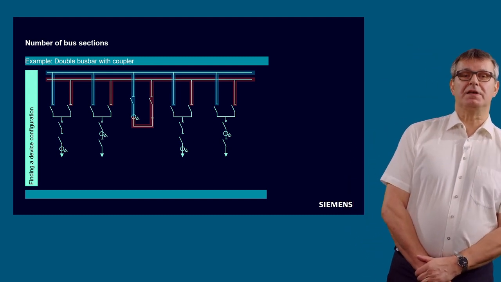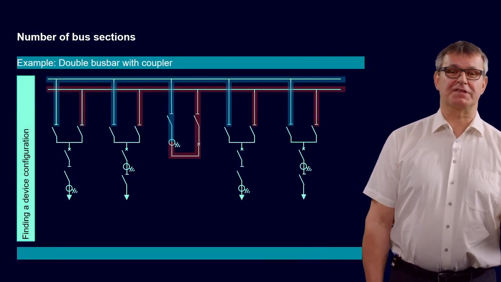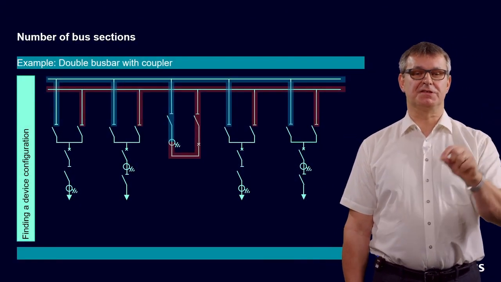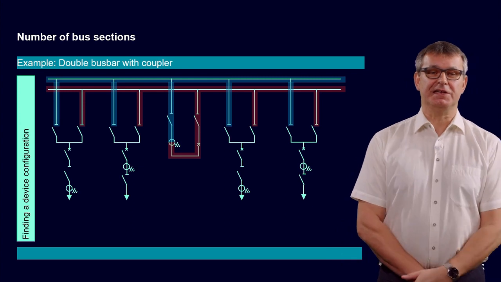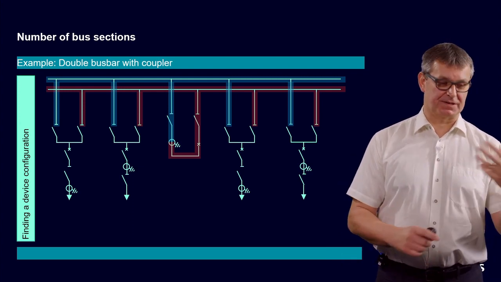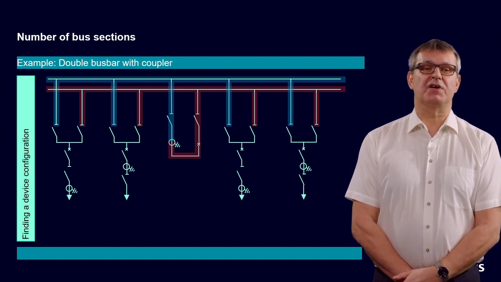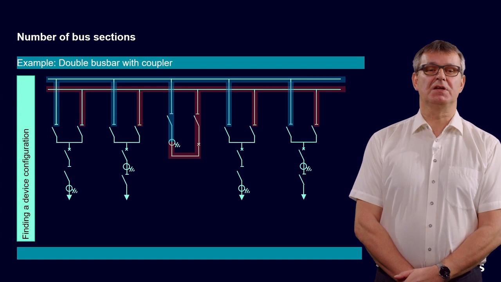Double bus bar, here is a small example. It's a good idea to remember this example very well, because exactly this example later Nina will configure on a practical case, in a practical exercise in the Cyberdeck 5 configurator. Here we have a double bus bar with a coupler.